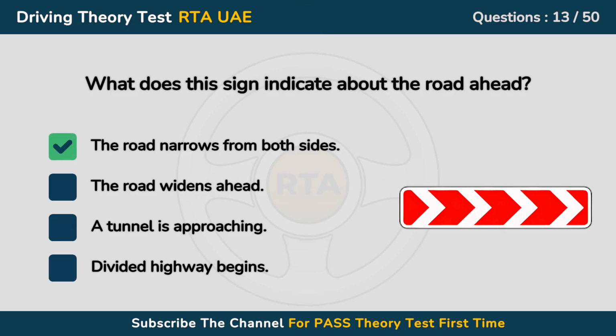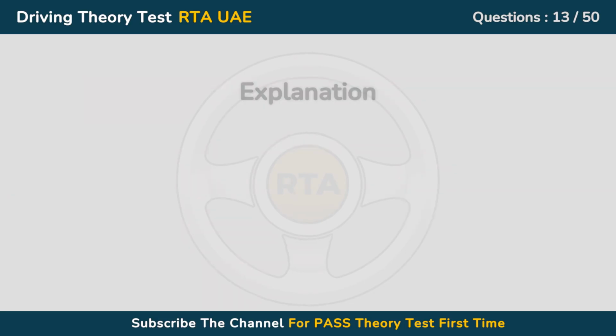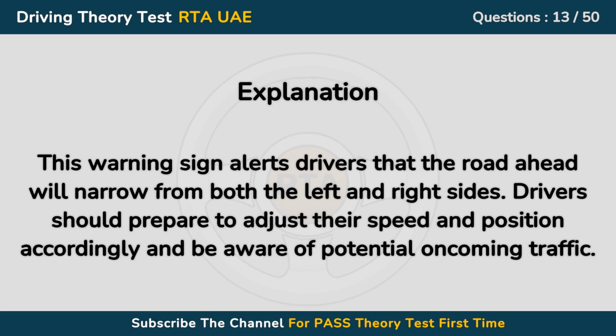Answer is A. The road narrows from both sides. This warning sign alerts drivers that the road ahead will narrow from both the left and right sides. Drivers should prepare to adjust their speed and position accordingly and be aware of potential oncoming traffic.